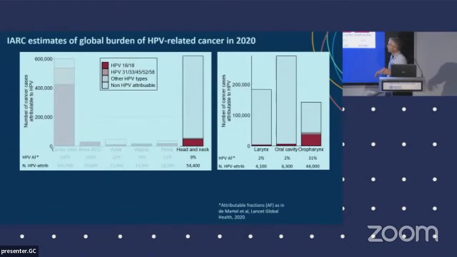And this adds additional numbers to that global burden of cancers. And also here you will see that most of that attributable fraction that is due to HPV is due to this darker red section, which is HPV 16 and 18, particularly in the non-cervical sites.